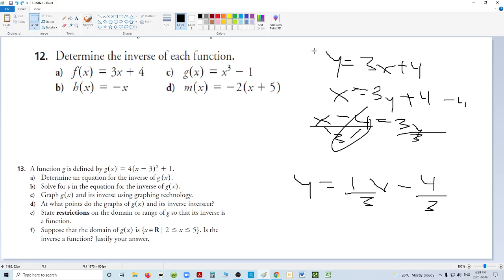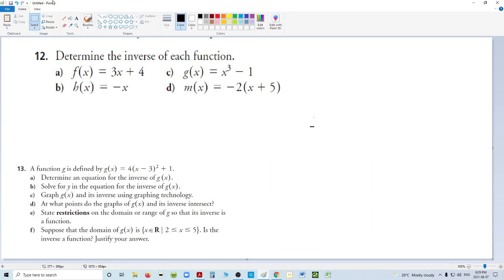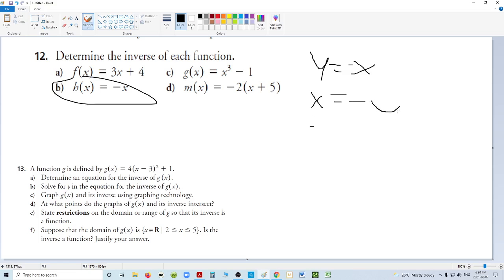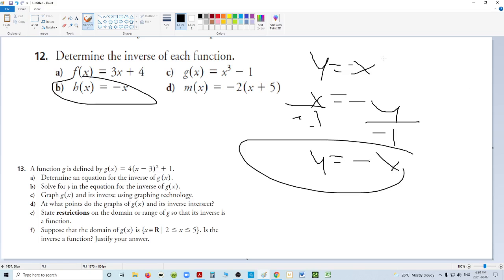We had this one already. The inverse of b is the same thing. So if I rewrite b, if I swap my x's and y's, and then I've got to get plus y all on its own, so I have to divide by minus 1 on each side, because you always want a positive y. And lo and behold, I get the same thing. That's one of those cases where the inverse happens to mirror precisely onto itself.